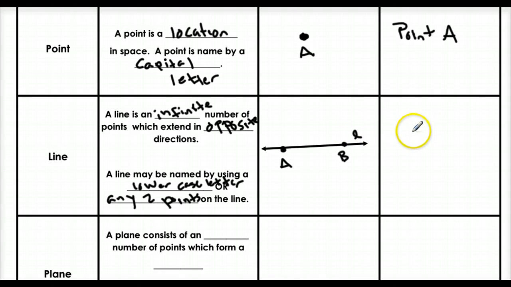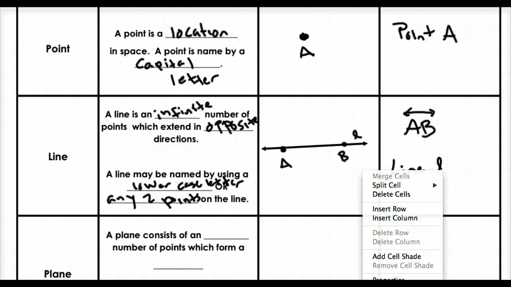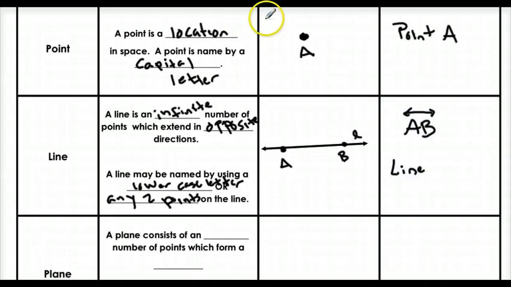We could either call this line AB, and so we put AB next to each other, and then we put this line over it, and we have to put these arrows. And those arrows show that it goes on forever and ever in both directions. We could also call it line L, with the nice little lowercase l.